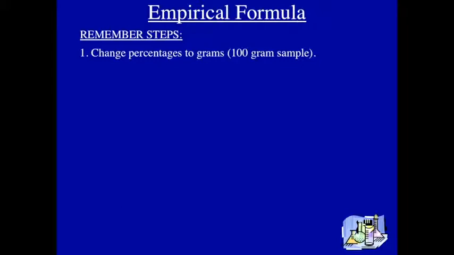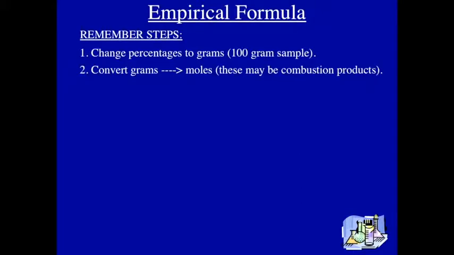And the easiest way to do that is you have a 100-gram sample of the substance. Therefore, if one of your elements were 30%, for example, it would be 30 grams. Percent meaning per 100. After that, you would convert those grams to moles. This is for all stoichiometry. Units to moles, units to moles, units to moles is probably the most important thing you need to remember.